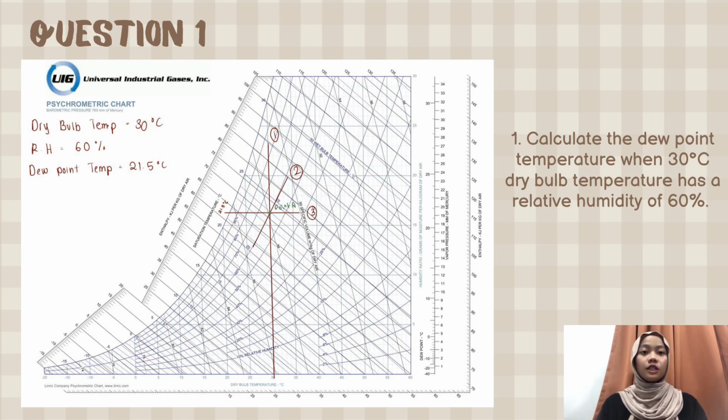For the first question: calculate the dew point temperature when a 30 Celsius dry bulb temperature has a relative humidity of 60%. First, draw a straight line on the chart at 30 Celsius for dry bulb temperature. Next, draw another line at a relative humidity of 60%. After that, the first line and second line collide and point A is created. Then, draw a horizontal line starting from point A until the saturation temperature. And then, you get the answer, which is 21.5 Celsius.